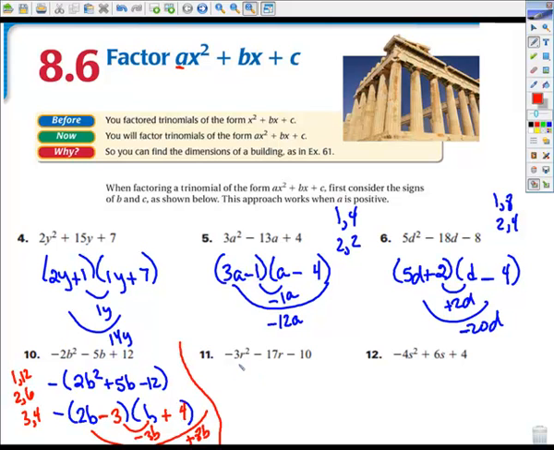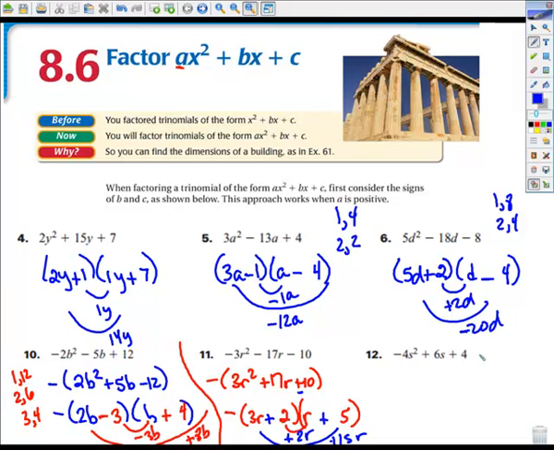Alright, this one, again, I'm going to factor out that negative, so I get a 3r squared plus 17r plus 10. So here I'm going to have a 3r and an r. Factors of 10 are 1 and 10 and 2 and 5. So if I try a 5 and a 2, that gives me a 2r, and this gives me a 15r. I can get a positive 17 if they're both positive. And positive 2 times positive 5 is positive 10, so it works.